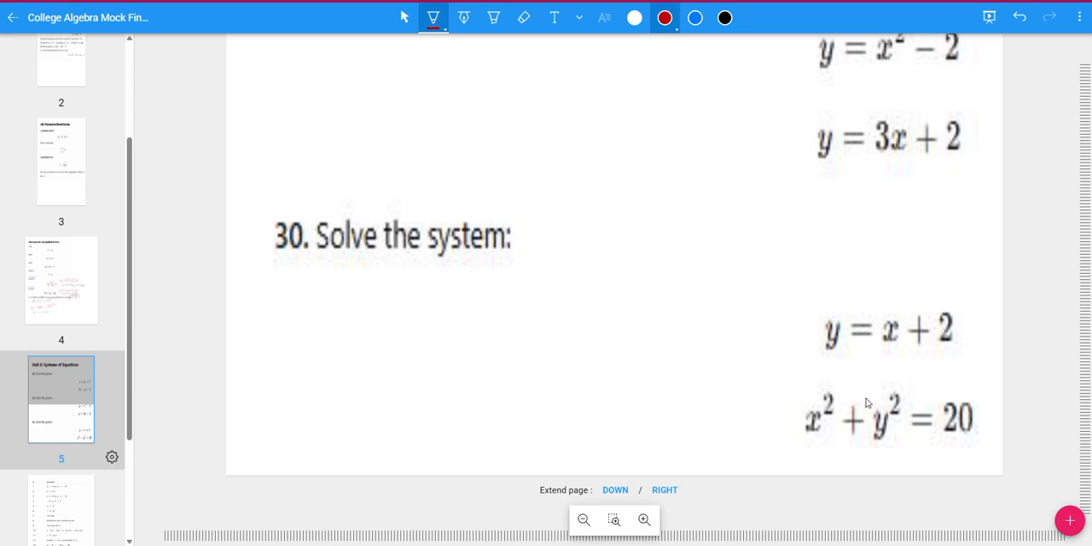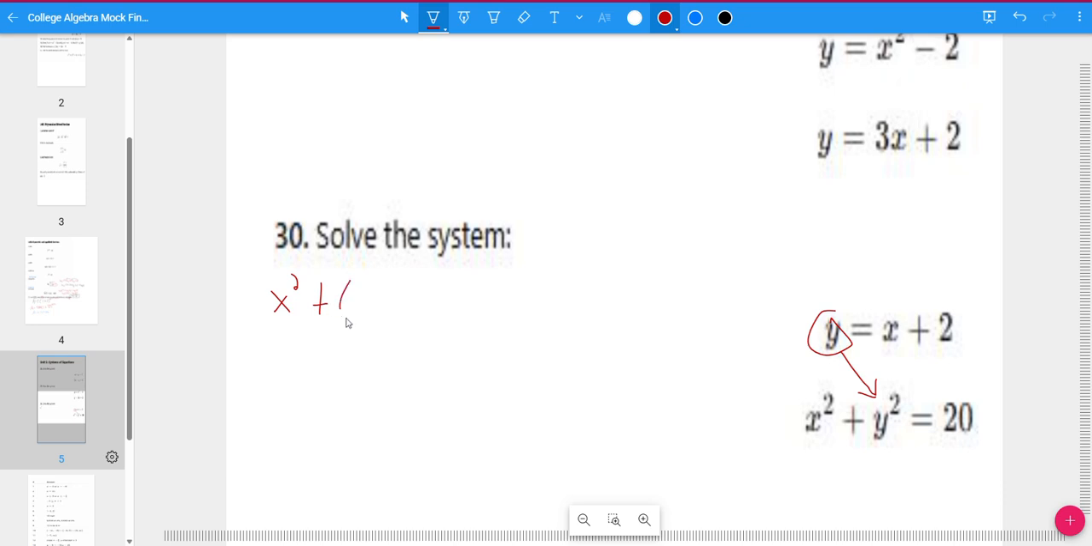Here we have y by itself already, which works nicely, so we can plug it in to y squared here. So we have x squared, let me extend this down, x squared plus parentheses x plus 2 squared. That's for me plugging in, equals 20. So if I multiply this guy out, x squared plus, oh wait, hold up.